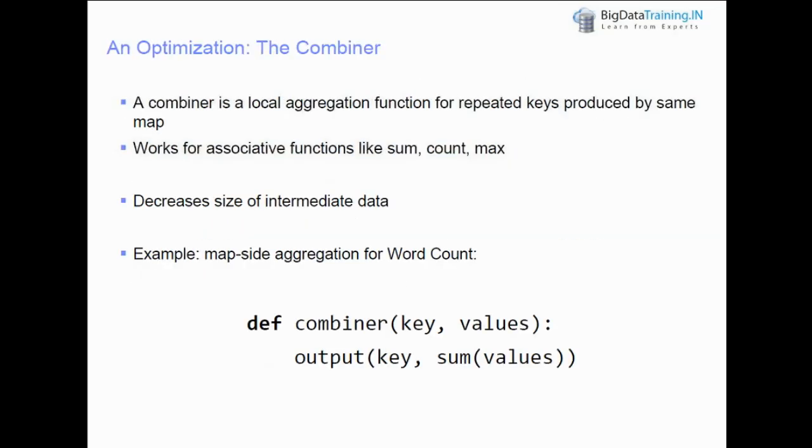So that is what we call a combiner. There is something called a combiner. This is a local aggregation function for repeated keys produced by the same map. Your combiner function should be written, and when it is there, at the end of every mapper your combiner function will also be executed. The combiner is the same logic of aggregation, but it is happening within the mapper level itself, not on the bigger level.